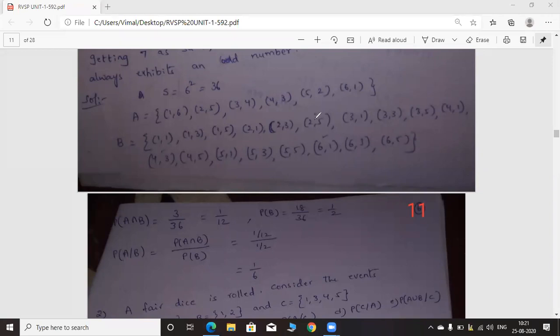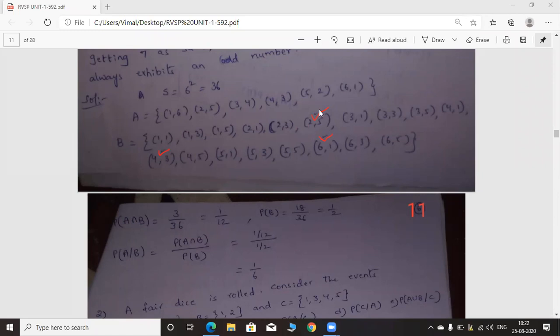Here I am indicating the common combinations for both events A and B. Okay, so the first combination is 2, 5, the second combination 4, 3, the third combination 6, 1. So for these 3 combinations only, the sum is 7 and the second die displays an odd number. So both events are satisfied for these 3 combinations only. That's why you have to write 3 by 36 here, while calculating the probability of A intersection B. Okay, 3 by 36. So this problem is clear, I think.